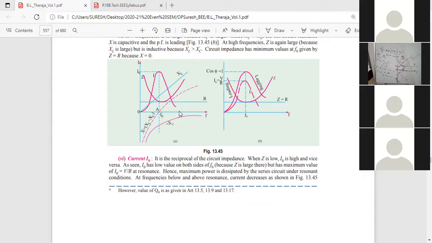That's all about the resonance explanation. Next we will go to the next topic. Remember the Z curve and I curve.